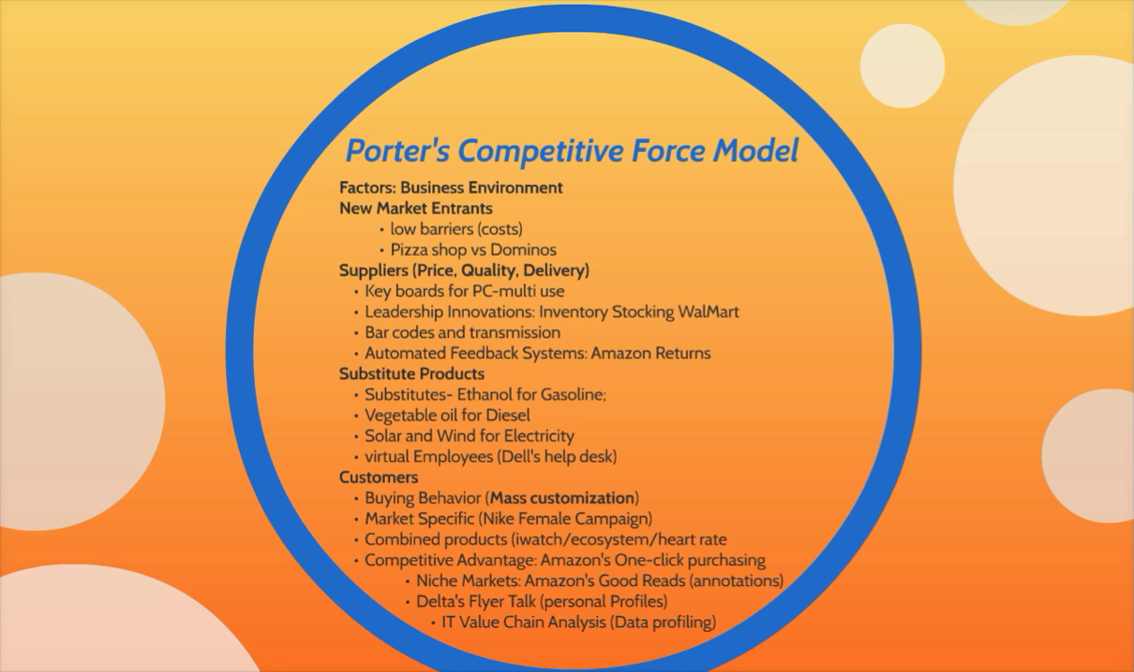Amazon's really good at creating these good reads or annotations where others will share information to help you purchase something. Delta's Flyer Talk puts personal profiles in so they understand what you like to speed up the process, which makes it more reliable for you to come back. It creates an IT value chain. When we're looking at data and information on someone, the more we collect, the more we can automate to help them through analysis and be repeat customers for us. This is a competitive force as well. It's interesting how IT is changing solutions today for business modeling.